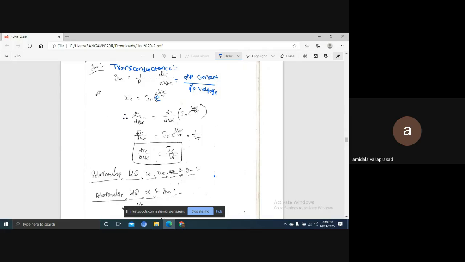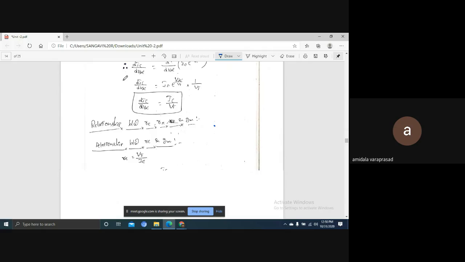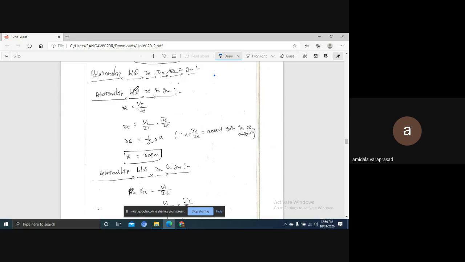Now this is about the GM, R pi, R mu. Relationship between RE, R pi and GM. First, relationship between RE and GM. RE is equal to, just now we said, VT by IE. Multiply and divide with IC, then VT by IC is nothing but 1 by GM. IC by IE is nothing but the current gain, output current by input current for CB configuration, which I can write as alpha. From this, alpha is equal to RE into GM.